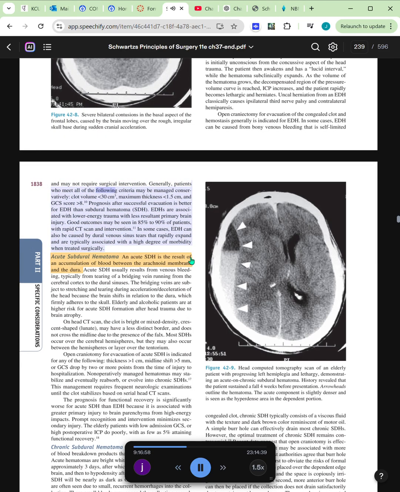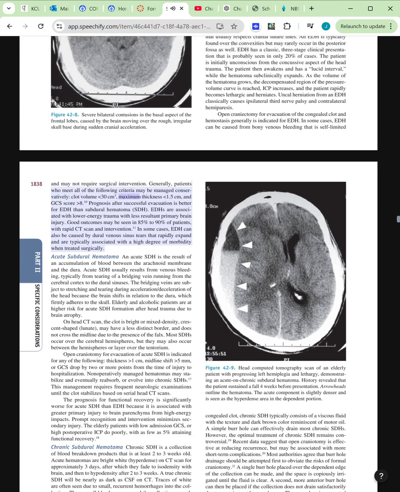Patients who meet all the following criteria may be managed conservatively: clot volume less than 30 centimeters, maximum thickness less than 1.5 centimeters, and GCS score greater than 8.